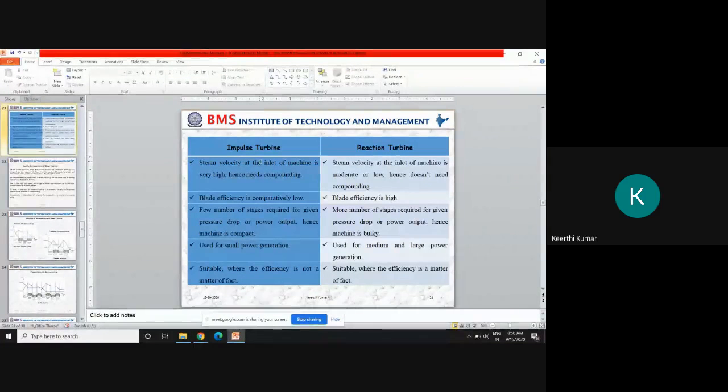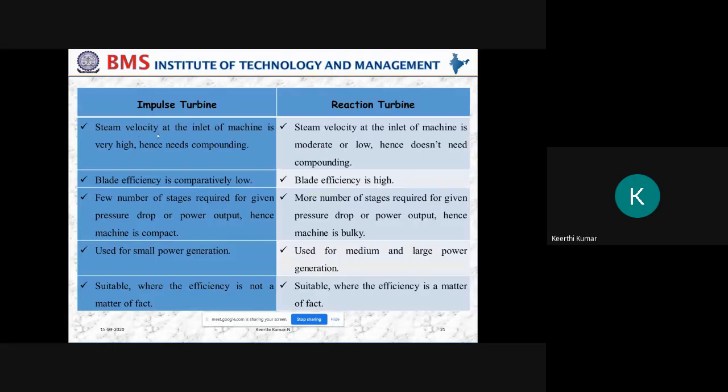Again, we'll move further for the classification. The steam velocity at the inlet of the machine is very, very high, hence need compounding. So this is a very important word. The steam velocity is very, very high, so, as I told earlier, we will go for multi-staging. If the inlet energy of the steam is tremendous, I cannot extract the entire energy of the steam in one stage. So we will go for multi-stage.